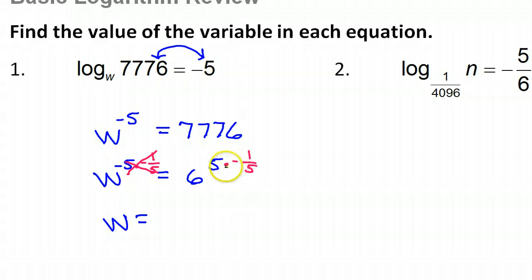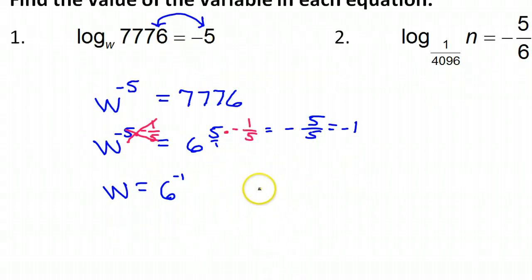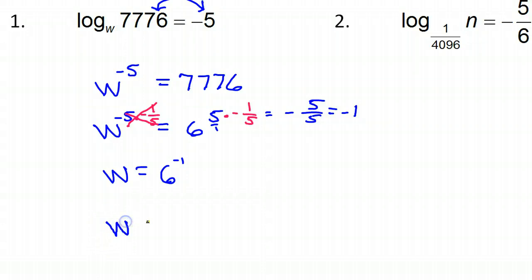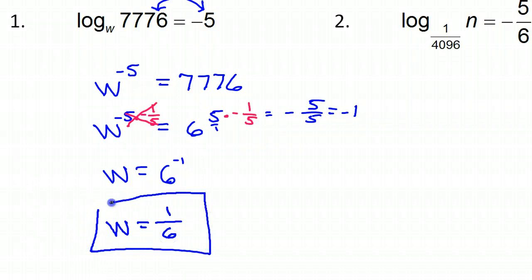Now on this side, just so happens that this is going to be 6 to the negative 1 power. You know this 5 is basically like 5 over 1. So if you multiply these together, you get negative 5 over 5, numerator times numerator, denominator times denominator, and that's negative 1. So that's where I got this negative 1 from. So of course that means we have w equals 1 over 6, 1/6. And that's it.